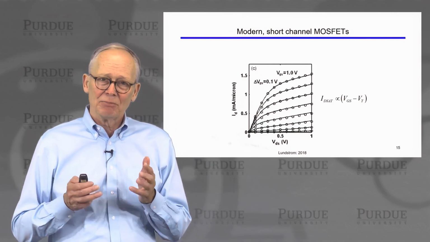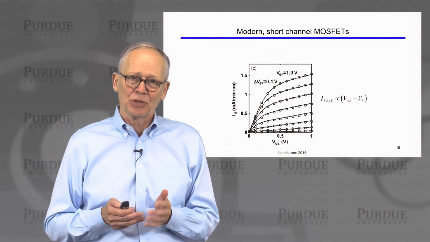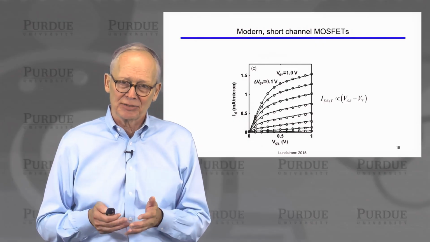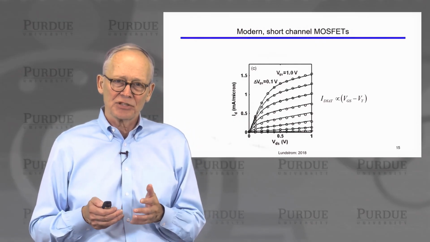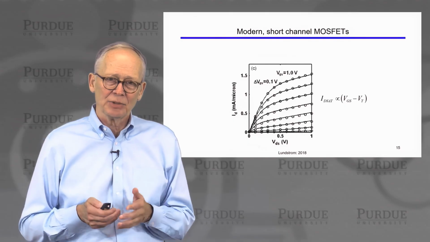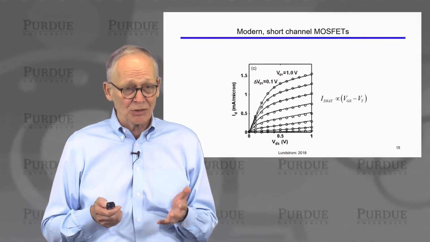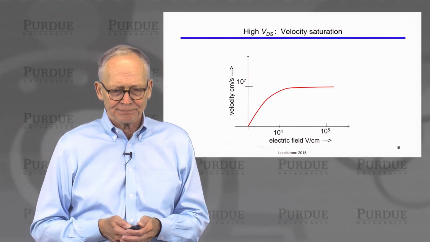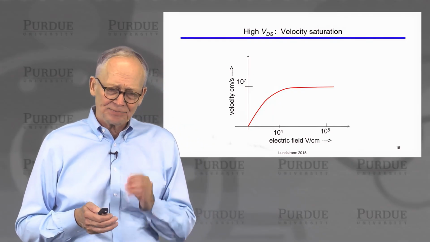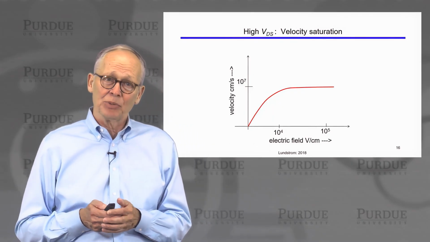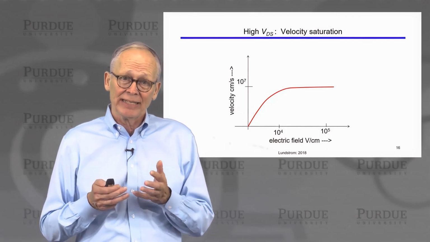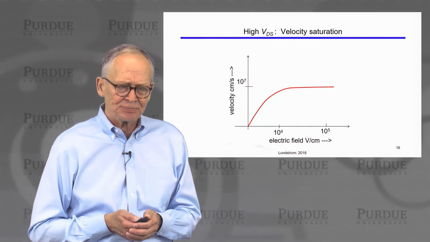Now, if we look at modern transistors, they're not square law devices. They behave much differently. The current in the saturation regime increases linearly with VGS minus VT. What's going on here? Well, we can get a hint, and this is the explanation that people came up with in the 1970s when they began to observe these characteristics.